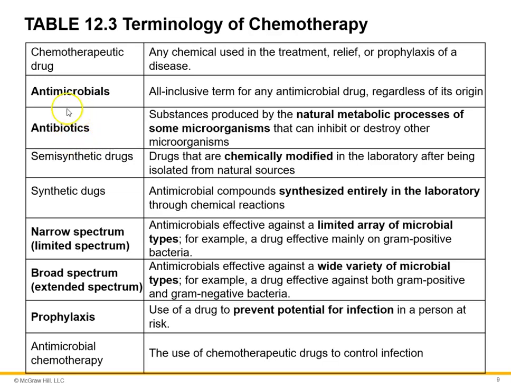Next, you have antibiotics. This is more specific. This is a substance produced by the natural metabolic processes of some microorganisms. Okay, so that's the definition of antibiotics, is that it comes from a microorganism and it can inhibit or destroy other microorganisms. Now, generally speaking, when we say antibiotics, we usually mean antibacterials.